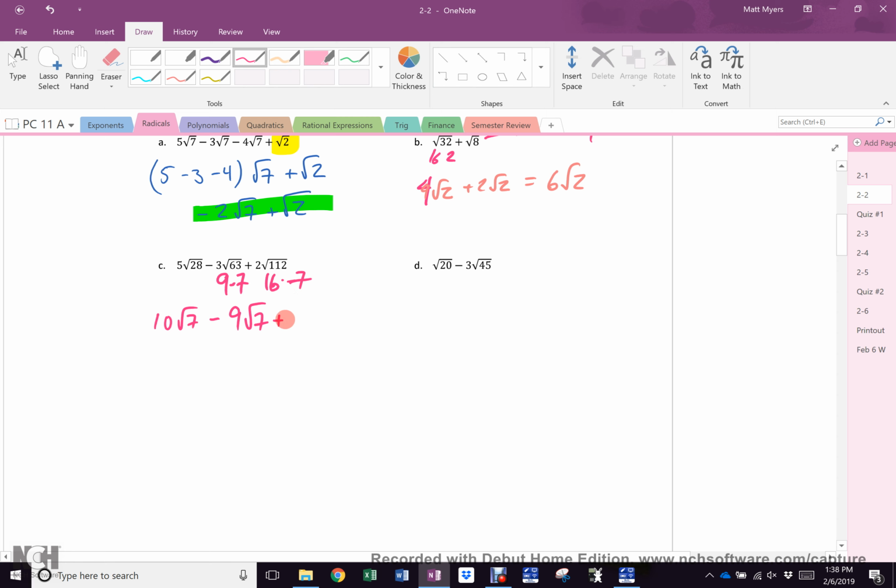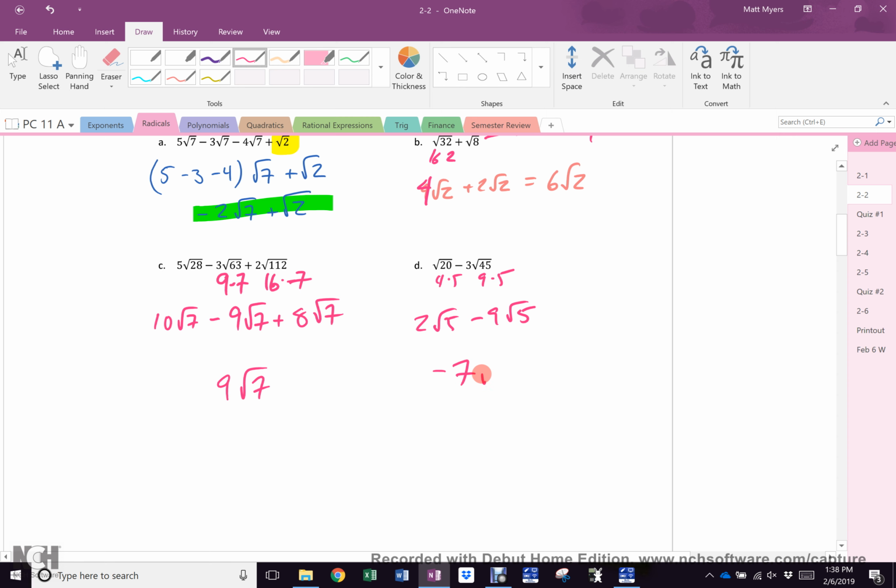What's coming out here? 4. What's already out there? So what's going to be there? 8 root 7. Do I see root 7, root 7, root 7? So what do I do? I treat it just like it was 10x, 9x, and 8x. And I add it up. What's 10 minus 9? What's 1 plus 8? 9 root 7. Easy peasy lemon squeezy. 4 times 5, 9 times 5. 2 root 5 minus 9 root 5. What's the answer?